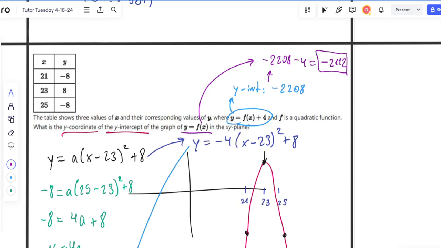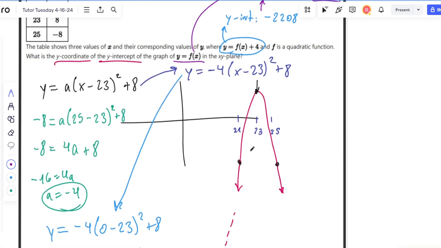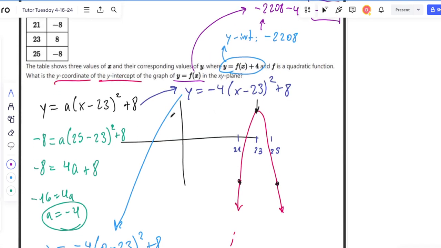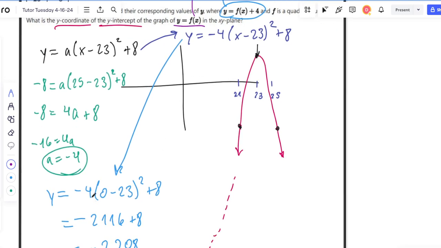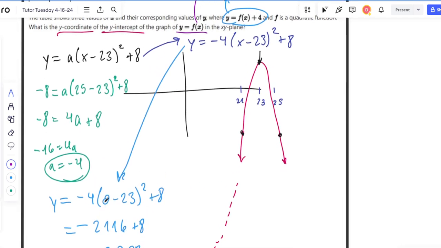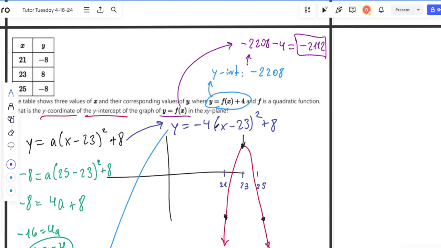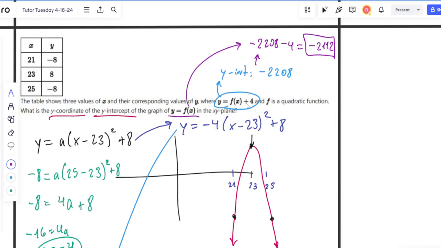So, summary there, I plotted it out to see what's going on. I solved for the quadratic equation in vertex form. I solved for the a value. I plugged in x equals 0. I got the y-intercept. The last thing we need to do is, since these points were given for f of x plus 4, then we just need to subtract 4. I get back to the y-intercept for f of x, which is negative 2112.